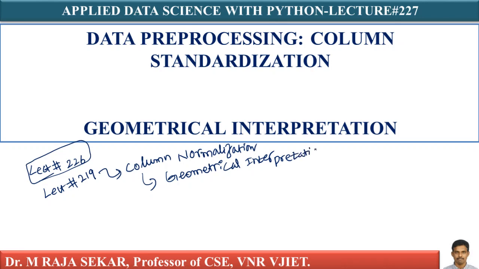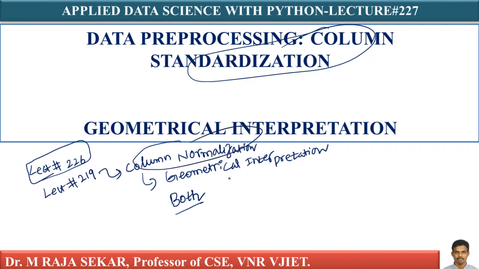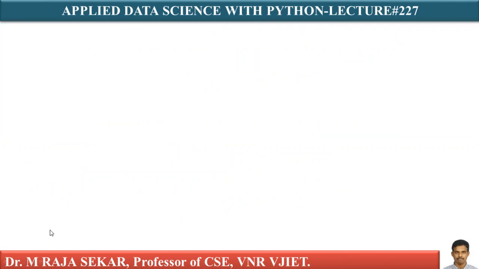If you understand column normalization, understanding column standardization is very simple. Both of these techniques, column standardization and column normalization, are basically pre-processing techniques, or otherwise pre-processing methods. In this lecture, I will discuss the geometrical interpretation of column standardization.